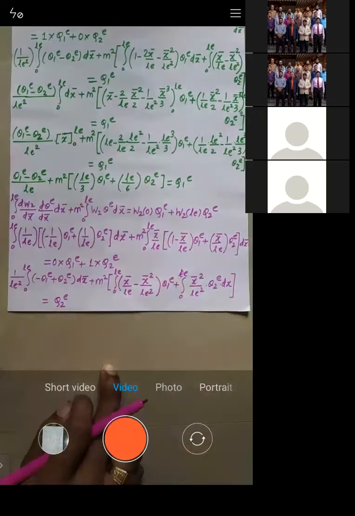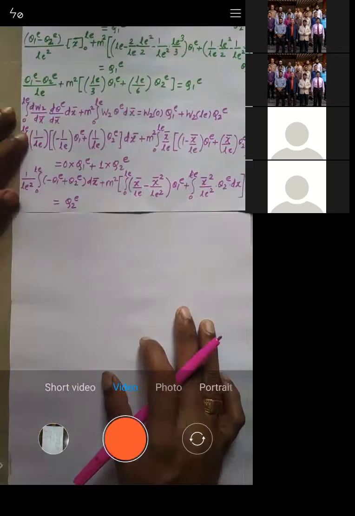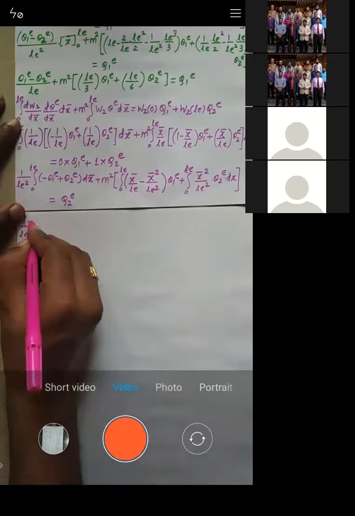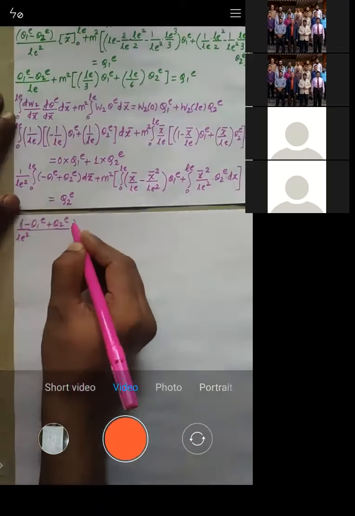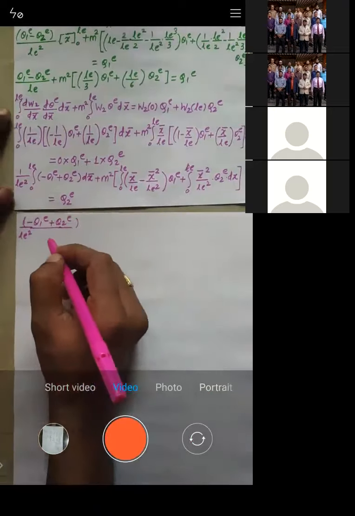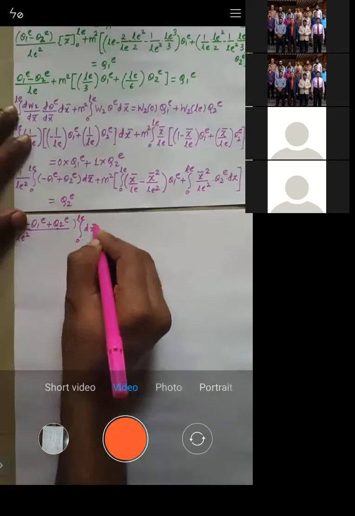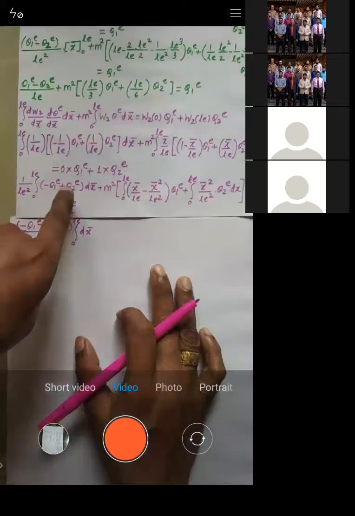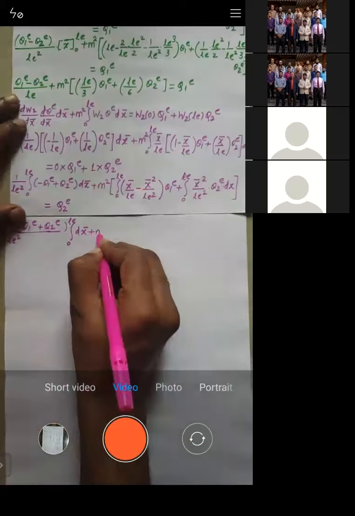Let's solve this one. So this is 1 by L square, minus theta 1E plus theta 2E, divided by L square. You can check it. Now integration 0 to LE dx bar, because minus theta 1E plus theta 2E I will take out, dx bar, plus M square.